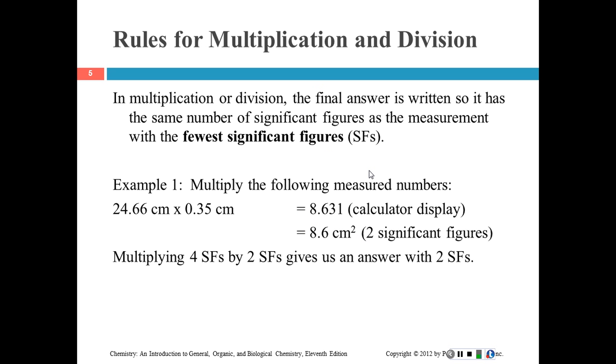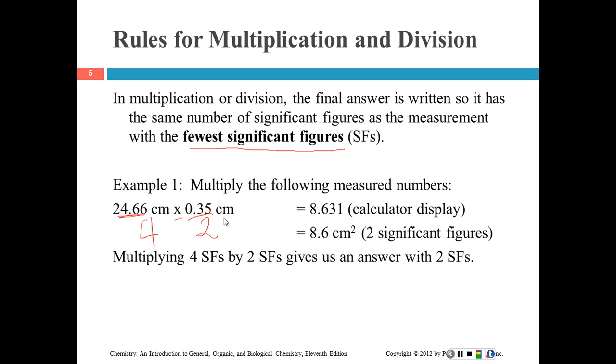When we multiply or divide, the rule is that you can only have as many significant figures in your answer as the number that had the fewest significant figures. Okay, so if you have a number like this with 4 significant figures and you multiply it by one with 2 significant figures, your answer can only have 2. Okay, because you got 4 here and 2 there. You can only be as accurate as your least accurate measurement.